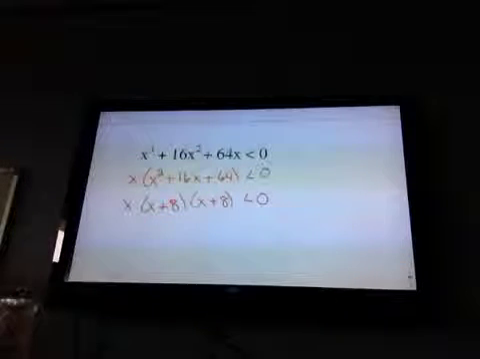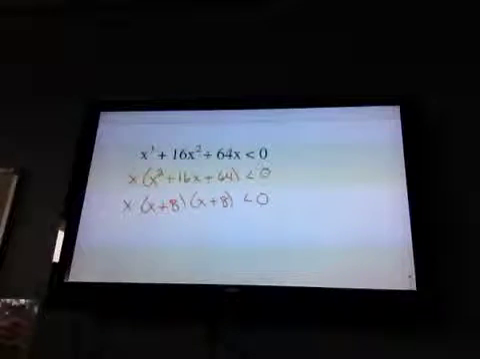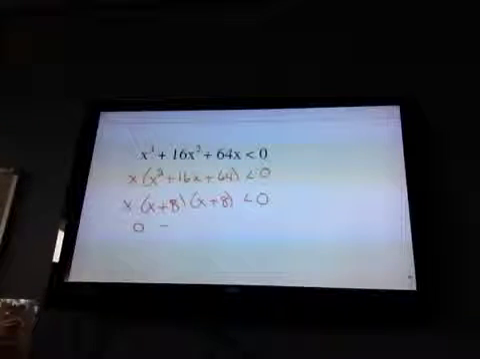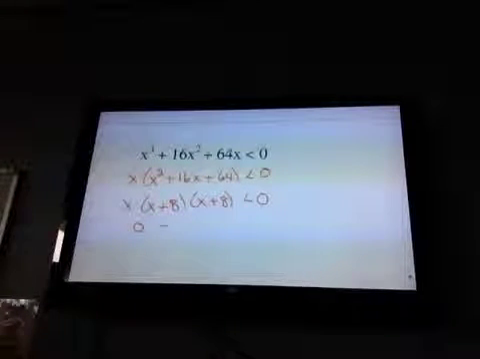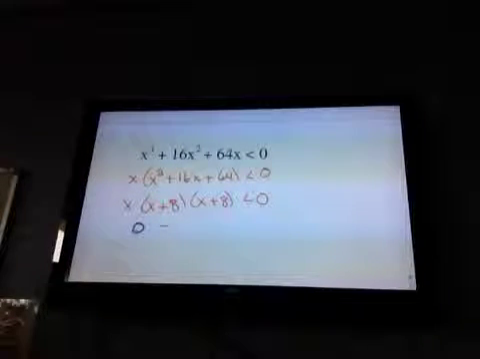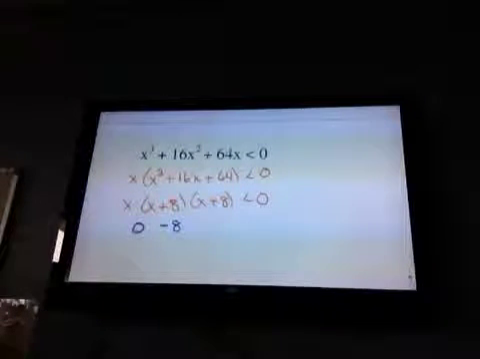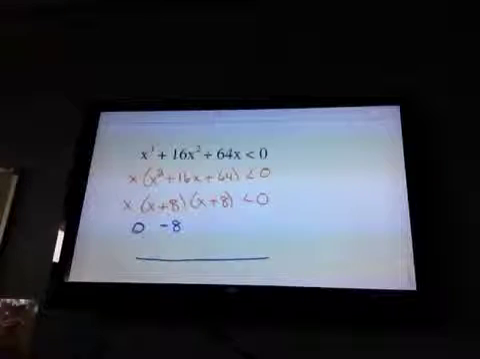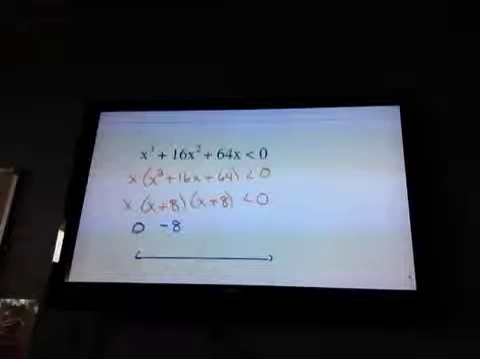Which makes my zeros 0 and negative 8. I want to put that back in blue here. 0 and negative 8. And negative 8 again. I only have to write it once. There's only one negative 8. Can't have it twice.